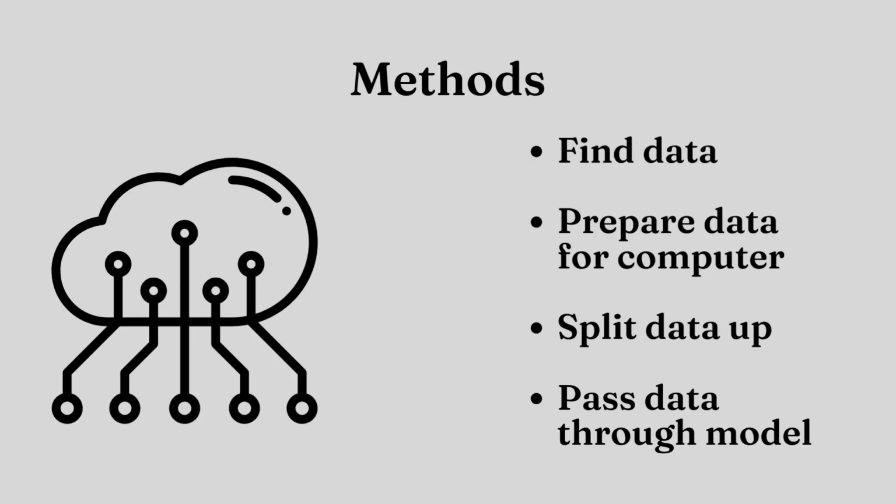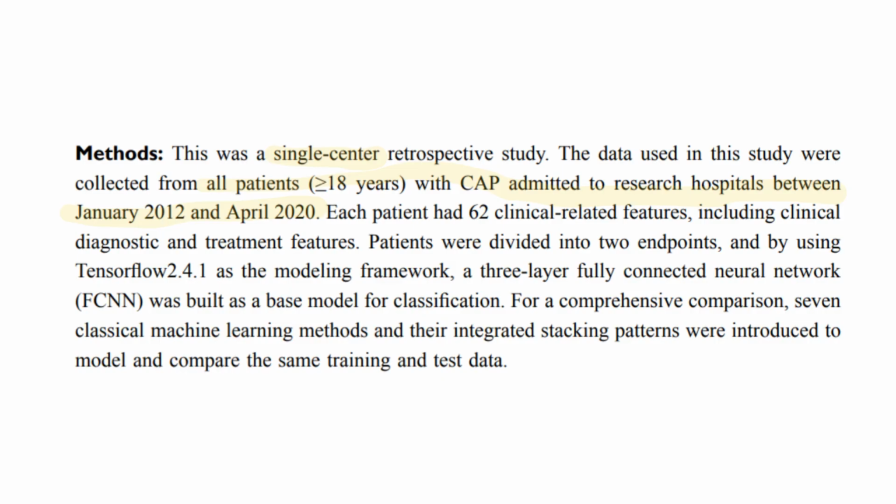The first part we'll go through is the methods section. Last time we learned that in the methods section, we need to figure out where the researchers found the data, how they prepared the data for the computer, how it was split up, and then how they passed the data through the model. Let's take a look at this methods section.